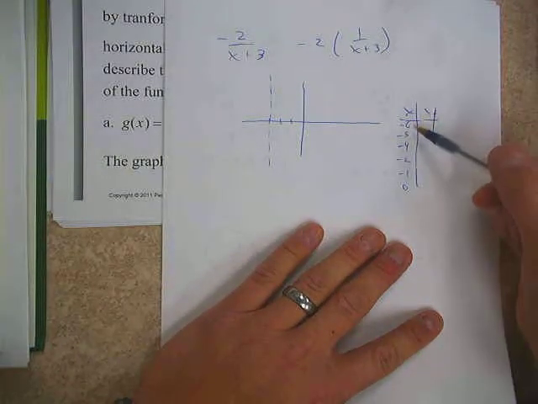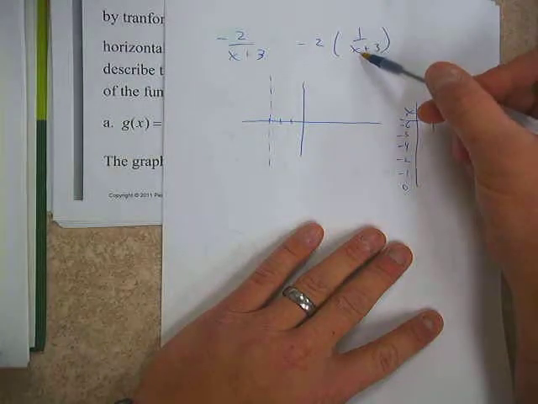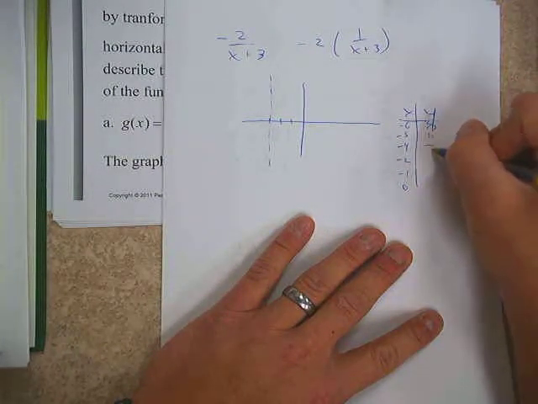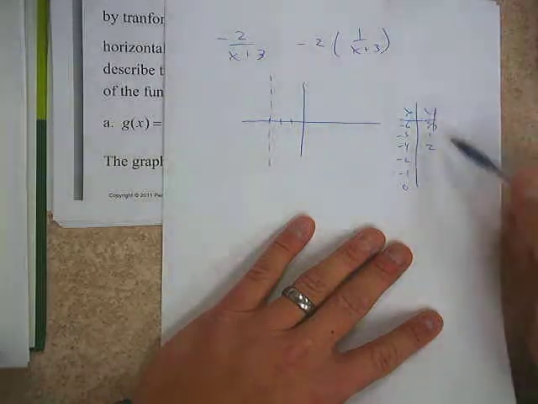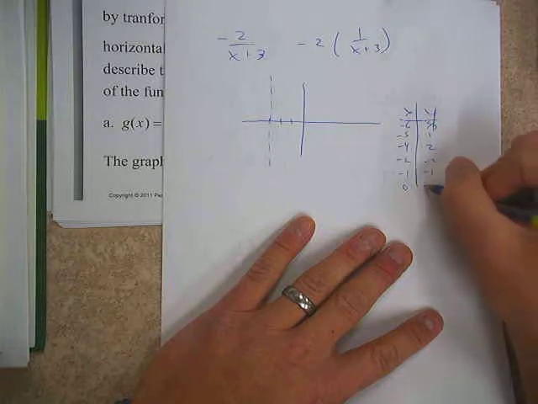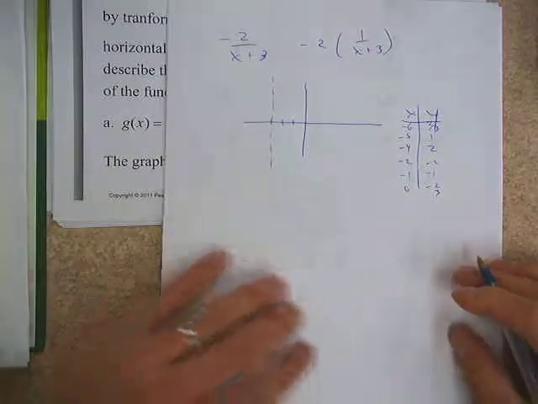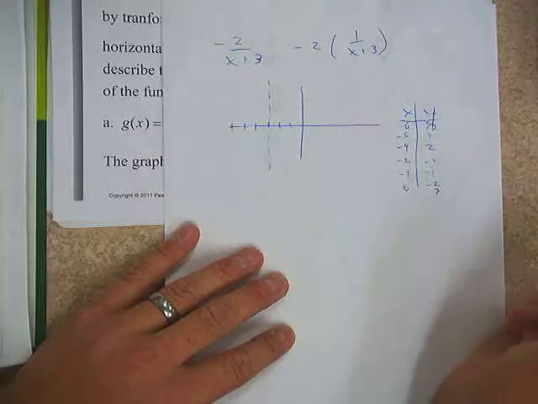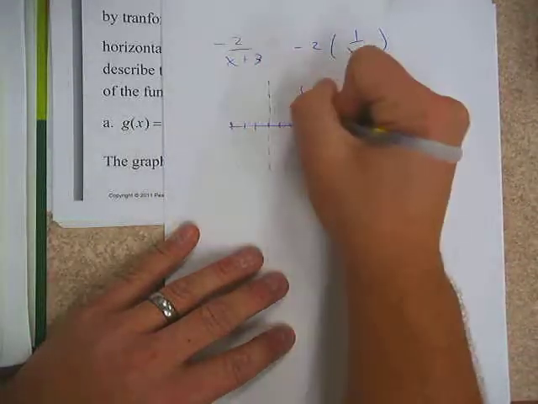So what I would do then is I'd make another XY chart. And if -3 is my asymptote, then I would use -4, -5, -6, and -2, -1, and 0. Three numbers on each side of the asymptote. And if I were to plug those in, I would get a -3 in here, and I'd get the same numbers, wouldn't I?